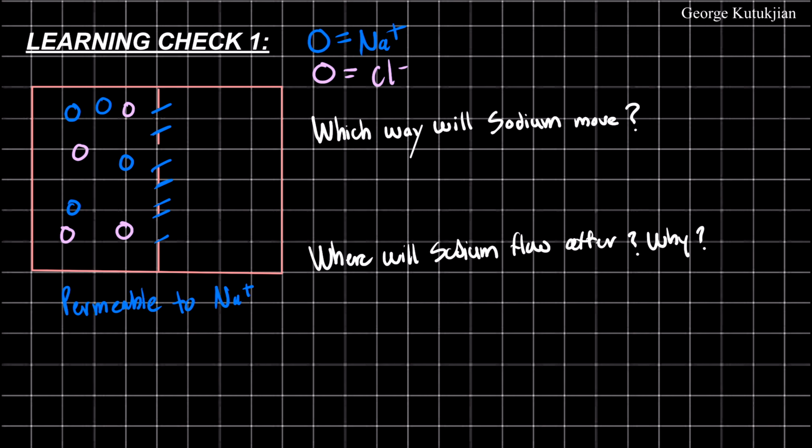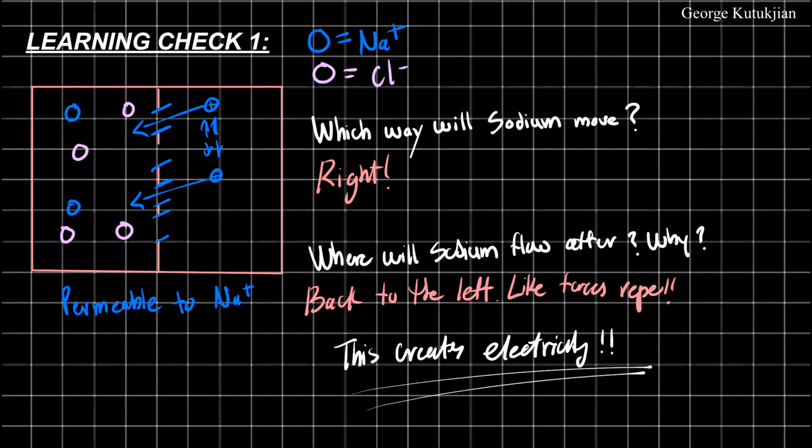Alright, let's review this one more time. Which way will the sodium ions move? They're going to move right because it's selectively permeable to sodium only. Now that it's moved towards the right, where will sodium ions flow now? They're going to flow back to the left because like forces repel, because sodium is a positive charge and chloride is a negative charge. And this is creating electrostatic pressure.